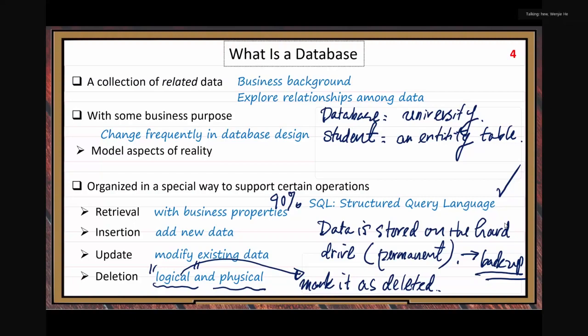We can unmark it. We set some flag, and we set the flag back to normal. The flag has two different values, a delete value and a normal value. Let's say the flag value equals 1 as the delete value: 1 means deletion, 0 means normal. So you set that flag from 0 to 1, you make a logical deletion.